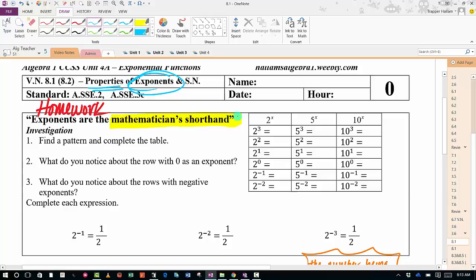Just remember that the main topic of what this is, is that it's a mathematician's shorthand. That's the first thing I want to say. It's a little quote there, but it's just a way to write things simpler. That's all it is. So keep that in mind as we go through these notes, thinking of condensing and writing very simply. I want you to do this investigation here as your homework. Make sure that you fill in the bottom three here and fill in these tables. So you're going to do that on your own and then we'll discuss it in class.